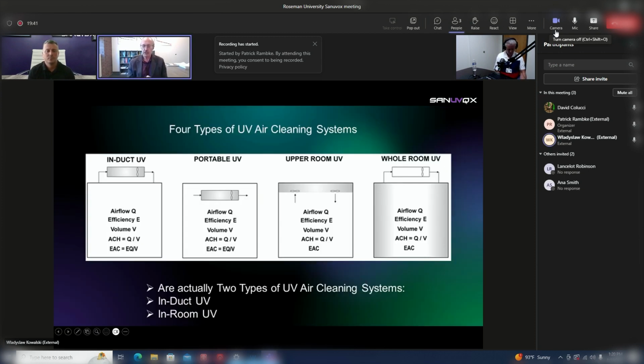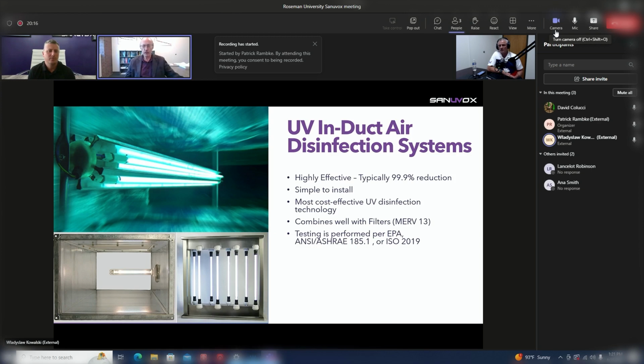Now, air cleaning systems. We can identify 4 distinct types of air cleaning systems. One is in-duct UV air cleaning, and the next is portable UV systems. There is really no difference between portable UV and in-duct. But then we have upper room UV systems, which are unique. And we also have, recently, whole room UV systems running on far UV lamps. The latter two are extremely similar, and we can lump them together. So there's really only 2 types: in-duct systems and in-room systems.